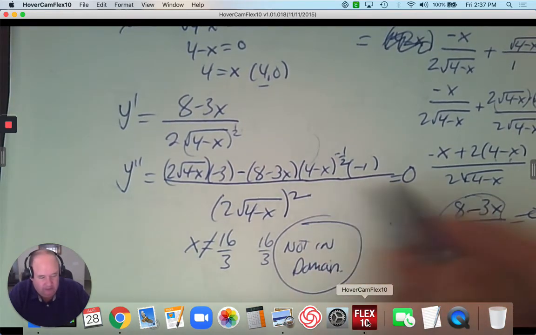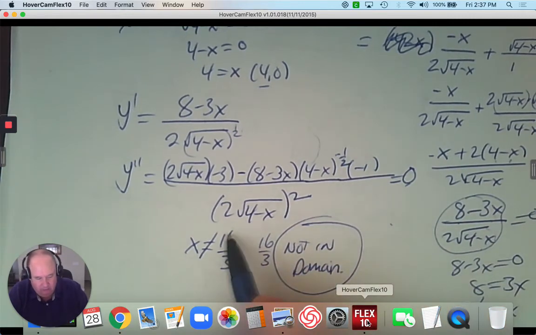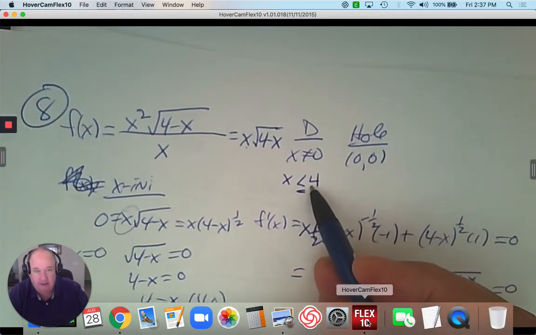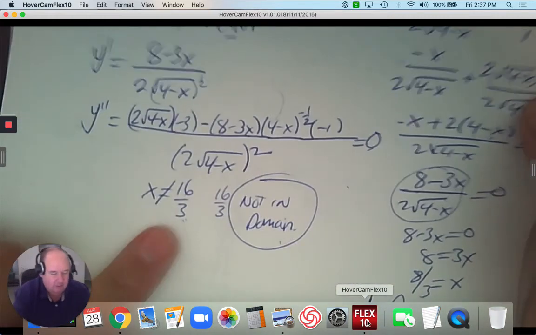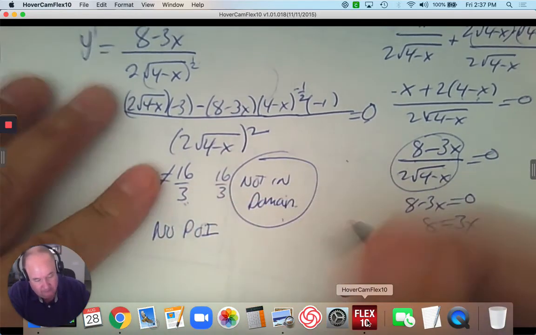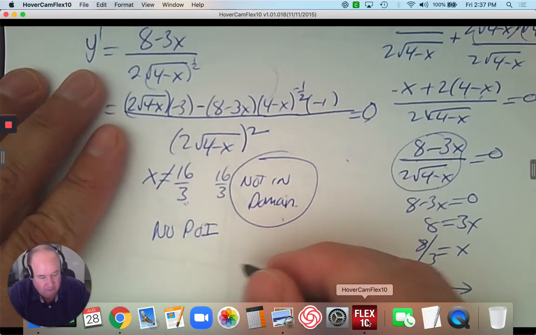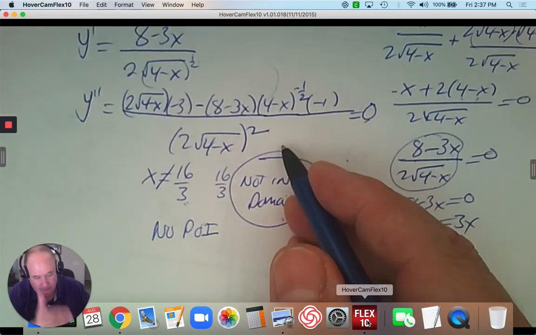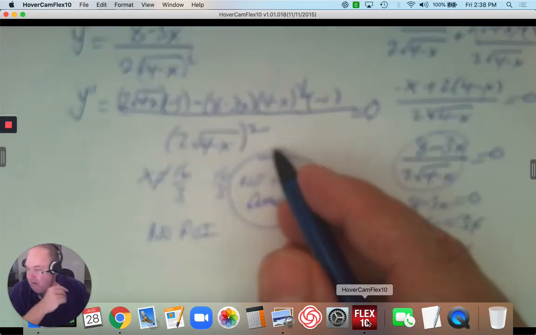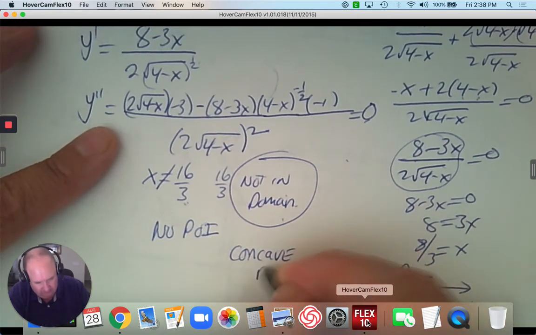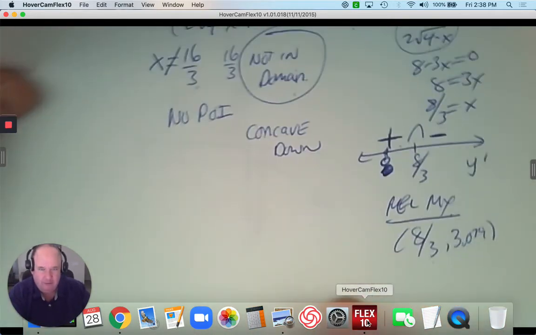So if you took this in your calculator equal to 0, for now you can just trust me, you would get 16/3. But the problem with 16/3 is that it's not in the domain, because you can't have any number bigger than 4, and 3 goes into 16 more than 4 times. That means there's no point of inflection. That means it is monotonic in terms of concavity. Every time you plug in a number, it will give you a negative answer. So it's concave down throughout.